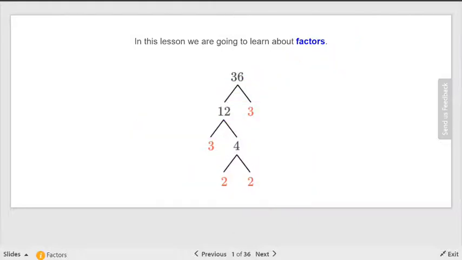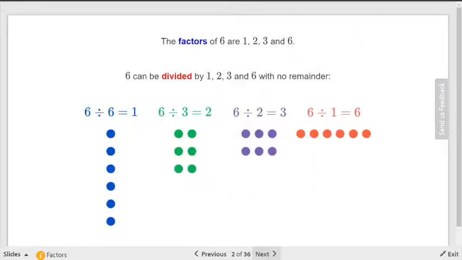All right. So let's define factors. First of all, they're just going to give you some examples. The factors of 6 are 1, 2, 3, and 6. And those are all of the factors of 6. The reason they're called factors is that all of those numbers will divide evenly into 6.